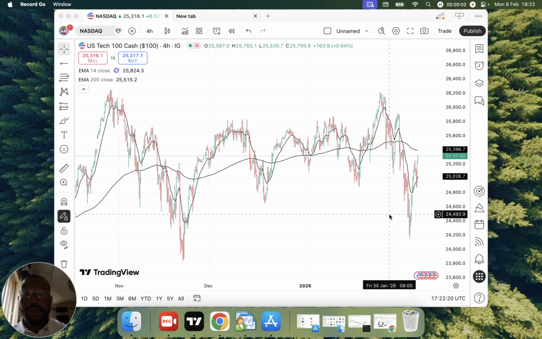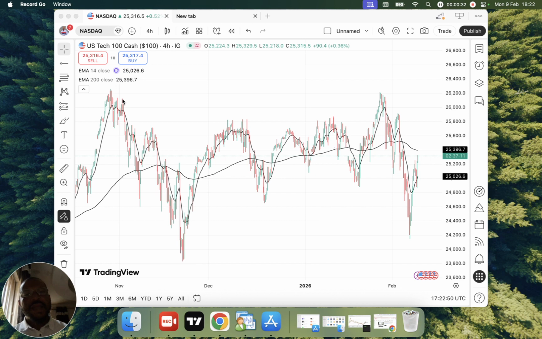So the next pair we'll be looking at now is the Nasdaq. As you can see, the Nasdaq is in a range with the 200 EMA moving sideways. So guys, the market moves in two ways. It's either trending, either to the upside or the downside, or it's moving in a range known as the sideways market. So the Nasdaq is moving in a sideways market.